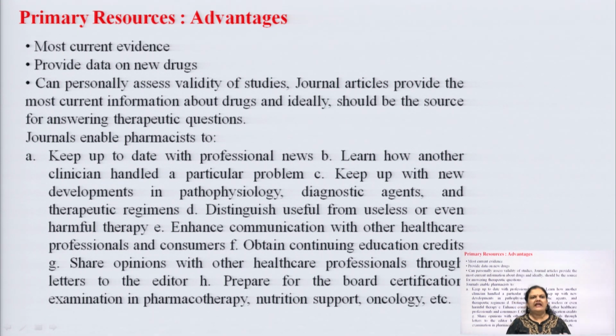You can go for the latest or reputed journals, you can read, or you can do a literature survey of that new molecule, which will provide you the most current information on that particular drug, and ideally it should be the primary source for answering therapeutic questions related to that particular API molecule. Journals enable the researcher and the pharmacist to keep up to date with professional news. Journals not only tell you about the drug, they also update you with the latest professional news.